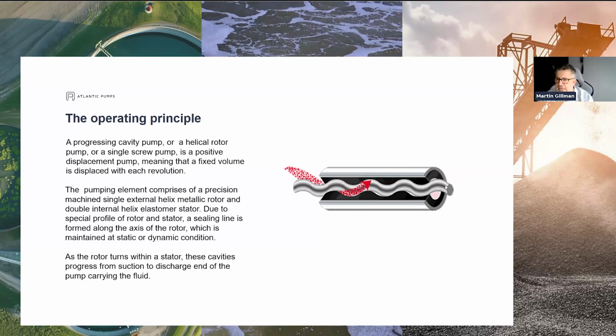So we've got a single helix rotor, and it's put into a double helix profile stator, so the geometries go together. And what you get is these cavities which work all the way through the pump, which you saw in the previous diagram. We'll see more of that in a moment. So as our rotor turns, our liquid is drawn in by the pressure drop, the negative pressure. It gets drawn into the first cavity, and then it works into the next, and the next, and eventually comes out the other end.